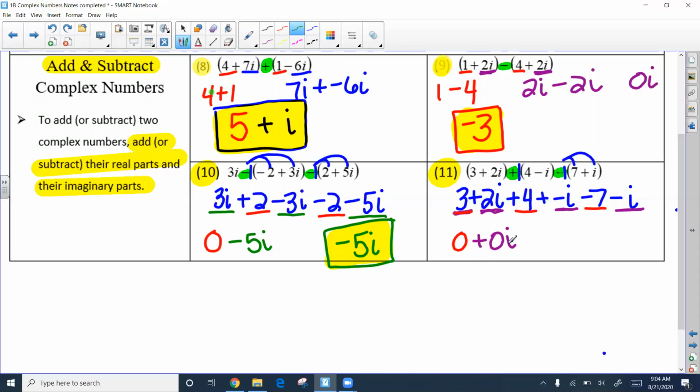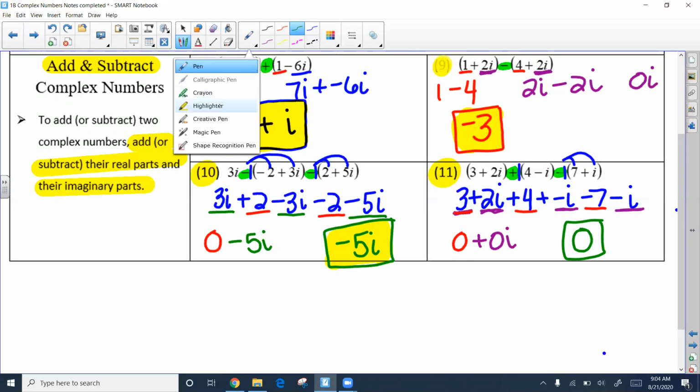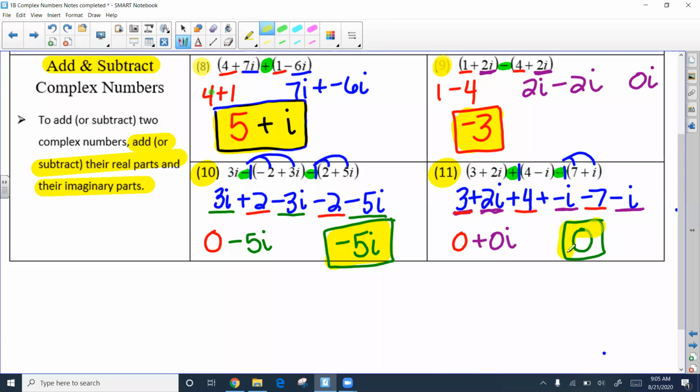0 times i is just 0, and 0 plus 0 is just 0. So rather than writing 0 plus 0i, I can just write 0 in this case. Okay, so if we look at these, we see quite a few different ways that our answers can look. But oftentimes they look like this, where they have a real part and an imaginary part.